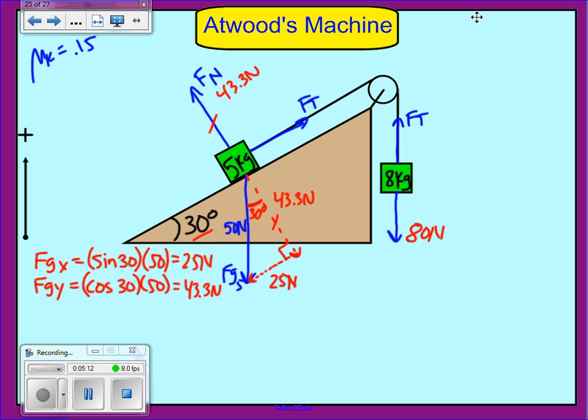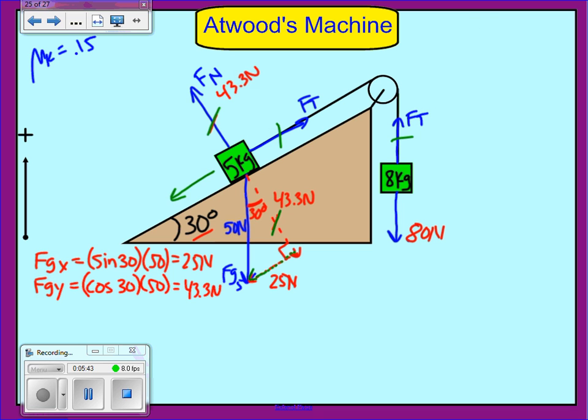Now, here's how you know which direction the friction goes. Think about what cancels out. Well, the force tensions cancel out. The force normal cancels out with the force gravity y. And so what force vectors do you have remaining? You've got the 25 newtons, that's going in the x direction. And think about what the 25 newtons wants to do. It wants to pull the 5 kilogram block down, therefore raising the 8 kilogram block.